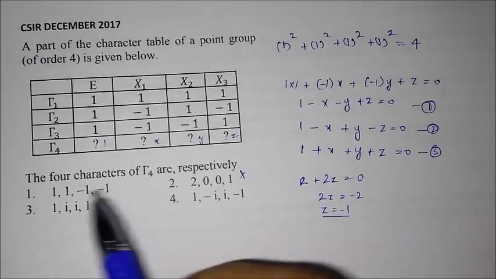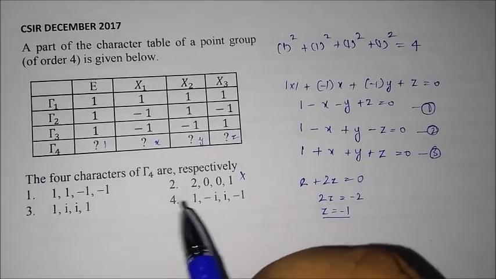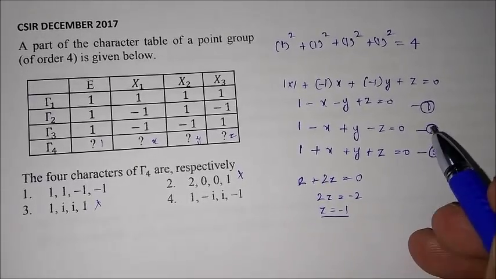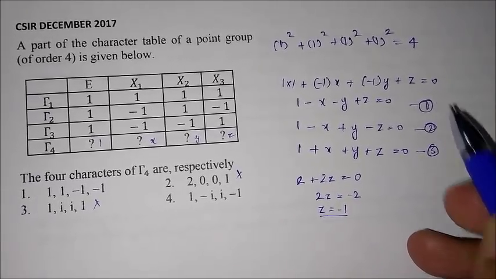Now that is available in option 4 and option 1. So either your option can be 4 or 1. 3 is also cancelled out. Now let's check. Now just add equation number 2 and 1.